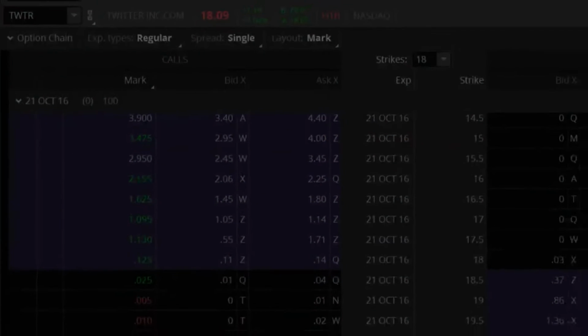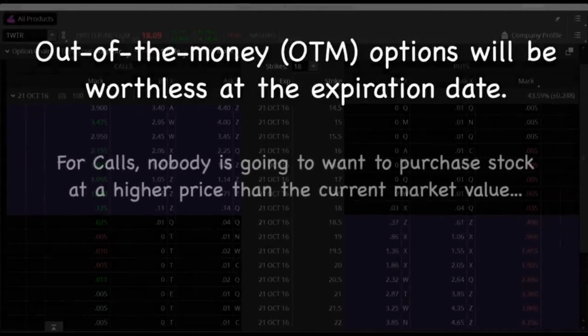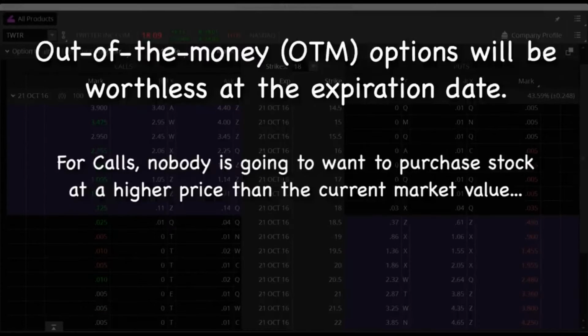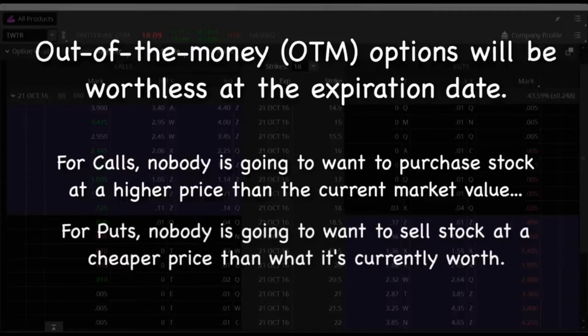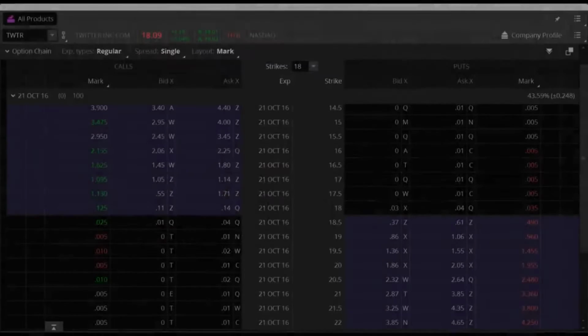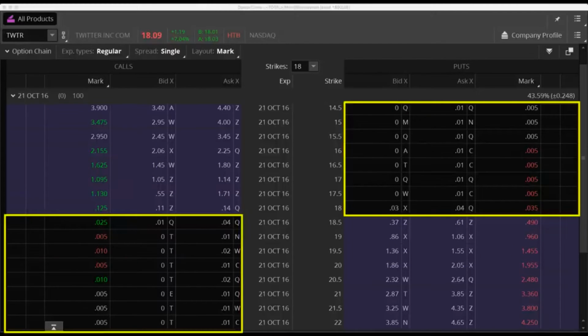And remember, if an option is out of the money, then it will be worthless at the expiration because nobody wants to purchase stock at a higher price than the current market value. And similarly, out of the money puts will also be worthless because nobody wants to sell stock at a cheaper price than what it's worth. And you can see that on these options here. All the out of the money options are worthless.